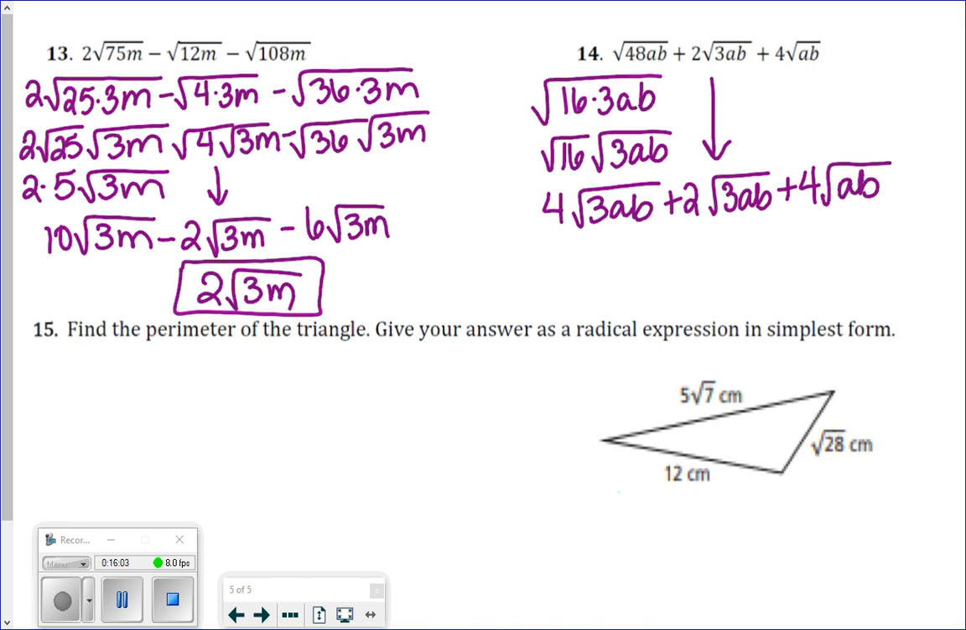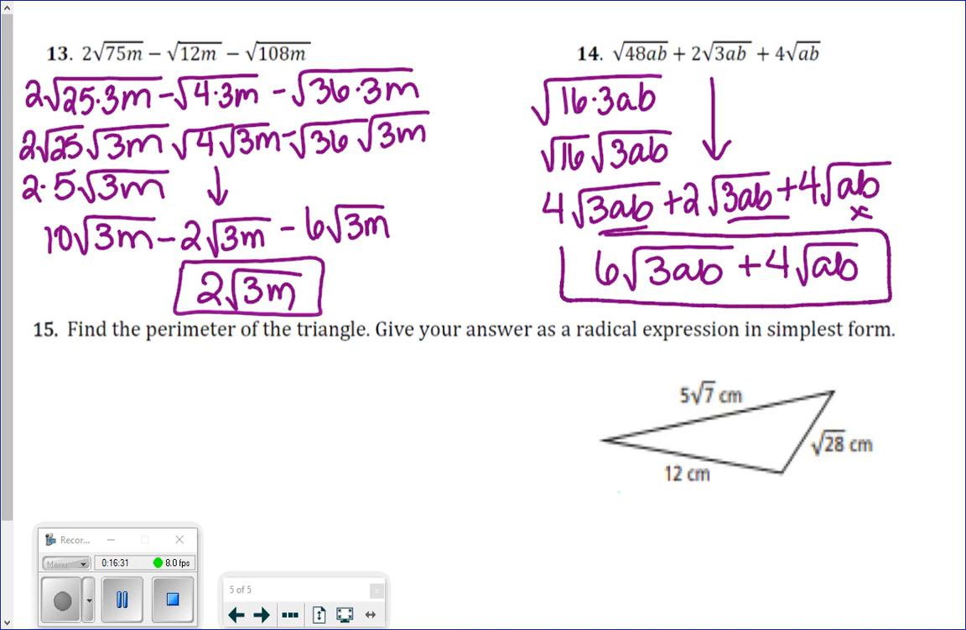And then I'll look to see if I have any like radicals. And in this case I do, not all of them though. Only the first 2 are like radicals. They're both a 3AB radicand here and here. This one's not a match, so we're not going to combine that one. We'll only combine the first 2 together. 4 plus 2 is 6 square root of 3AB. The next one will just be separate and next to that because it cannot be added on.